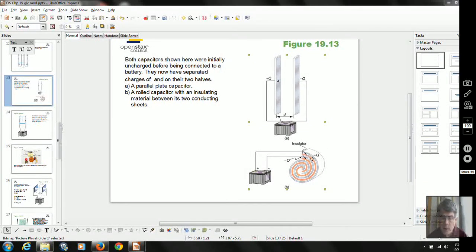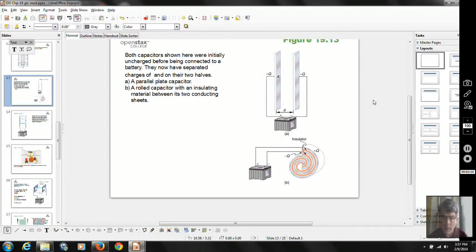Capacitors may also have more of a spiral shape for the conductors. But what's in common is that there is an insulator of some sort. Air is an insulator to a certain degree between the plates here, or in the future we'll talk about using special material for the insulator in the capacitor. There's a relationship between how much charge is on the plates of the capacitor and the potential difference of the capacitor.